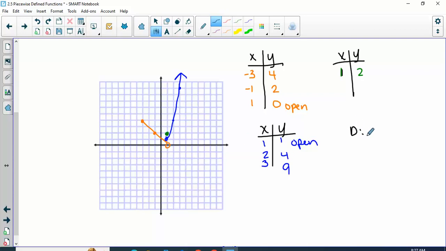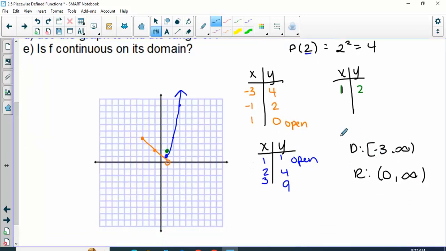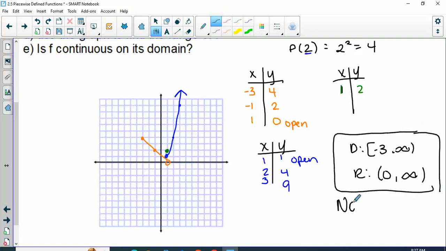What's the domain of this? -3 to +infinity. And what's the range? 0 to +infinity. Alright, let's see what other questions I've got. Domain, graph, range. And last question. Is this continuous? No. We could give intervals where it's continuous, but the entire graph is not a continuous function because there is a break in the graph.